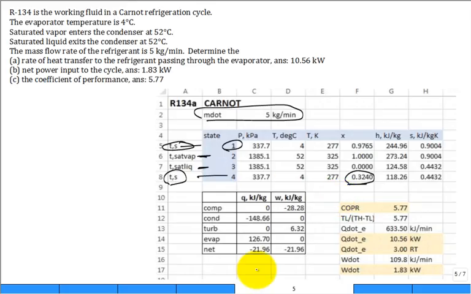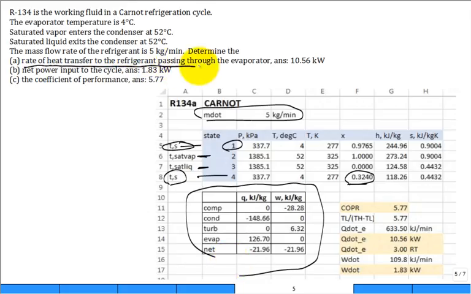Then this is a table of the transfers, and then the answer for what is the rate of heat transfer to the refrigerant passing through the evaporator, that's Q dot evap, is the mass flow rate times Q evap, which we calculate right there. And so that comes in at 3 tons of refrigeration.